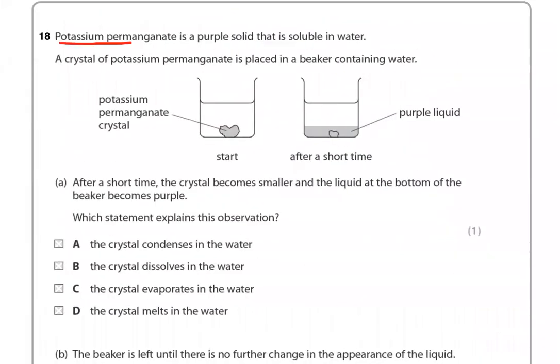Potassium permanganate is a purple solid that is soluble in water. A crystal of potassium permanganate is placed in a beaker containing water. The crystal forms a liquid purple solution. After a short time, the crystal became smaller and the liquid at the bottom of the beaker becomes purple. Which statement explains this observation? The crystal condenses, no condensation. The crystal dissolves. So, crystals dissolve. The crystal evaporates, no evaporation. The crystal melts, no melting. It's B.